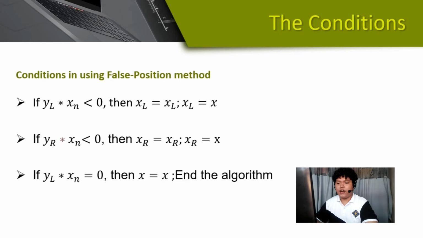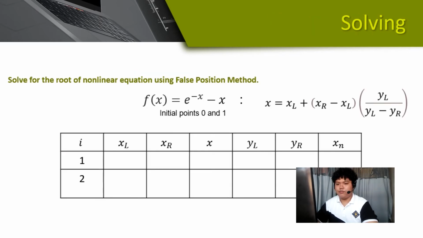Second, if yr multiplied by the xn is less than 0, then the value of our right limit will retain, else it will be changed to the value of x. And lastly, if yl multiplied by xn is equal to 0, then x is the root and we will end the algorithm. Now, we have an example.